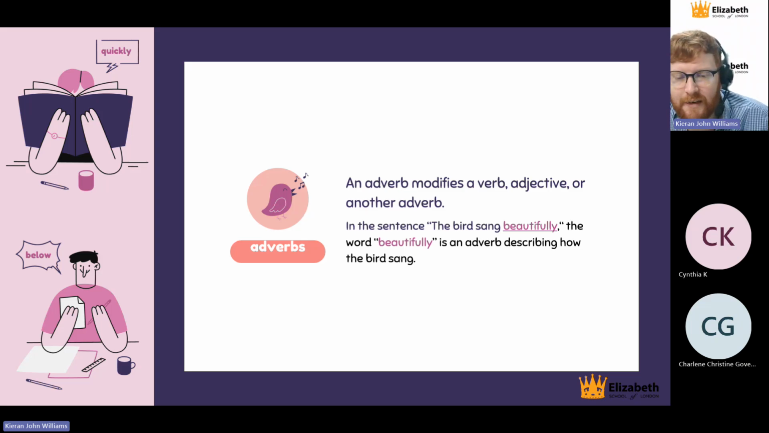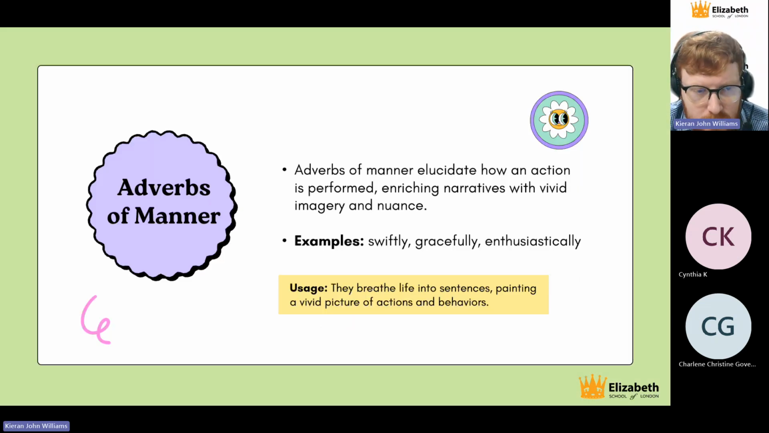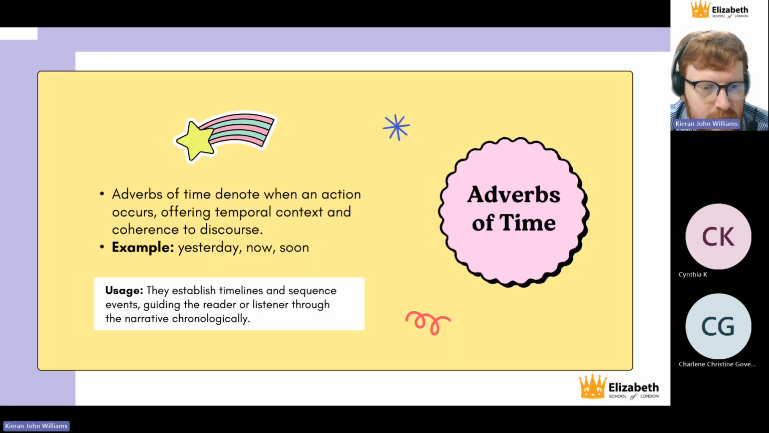Adverbs are usually those words that end in ly, like quickly, slowly, things like that. Let's have a look then. We can have a look at adverbs of manner. They tell us how an action is performed in order to make the sentence more informative, more interesting to read. You could be saying something was done swiftly, gracefully, or enthusiastically. They give a lot more description of what is happening in the sentence.